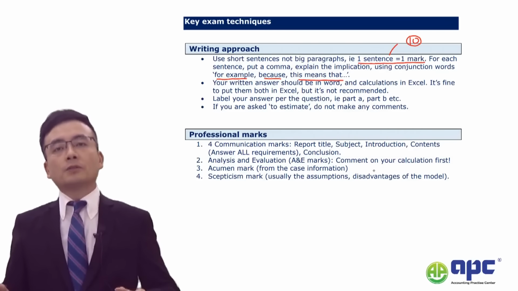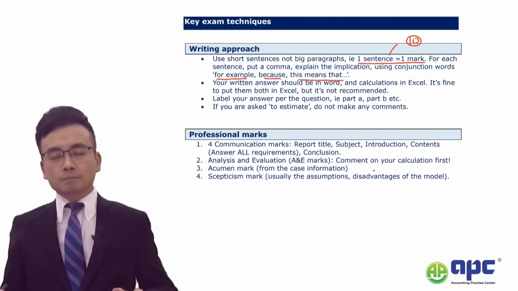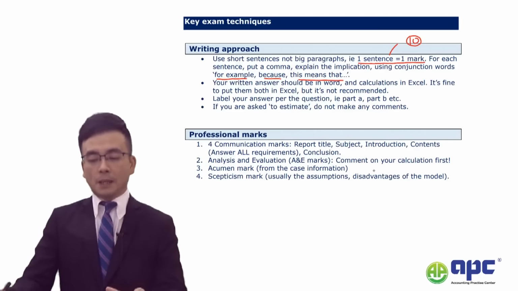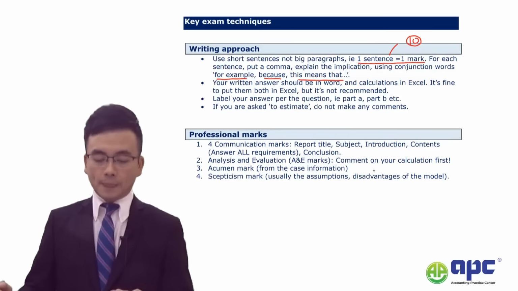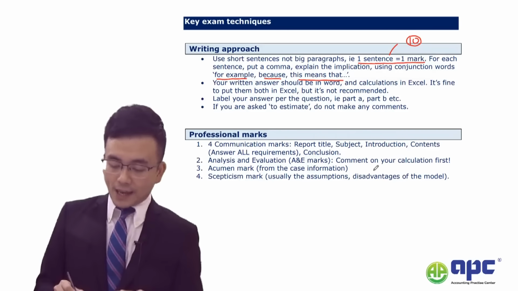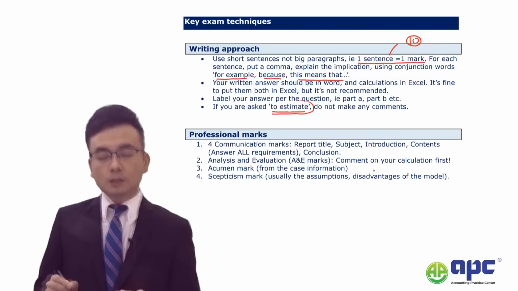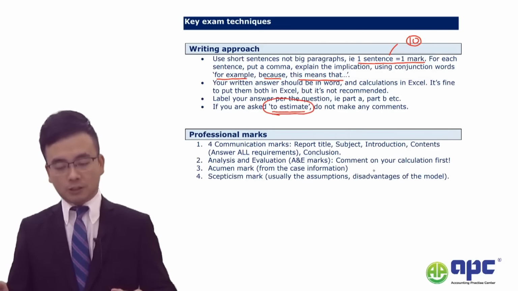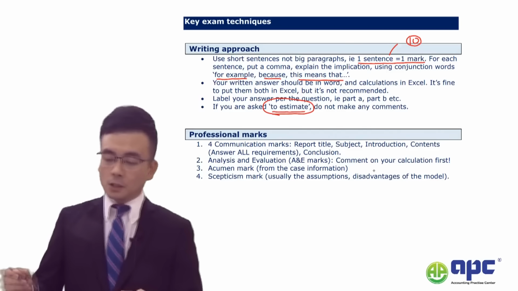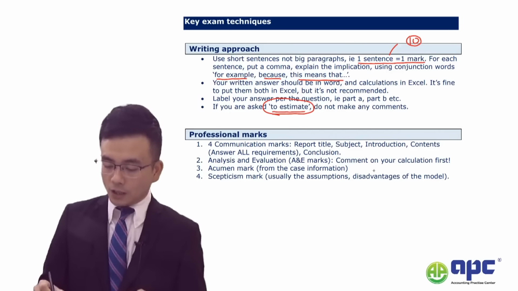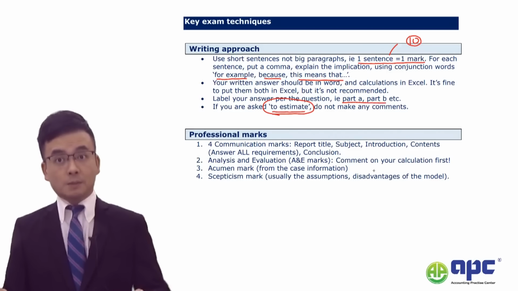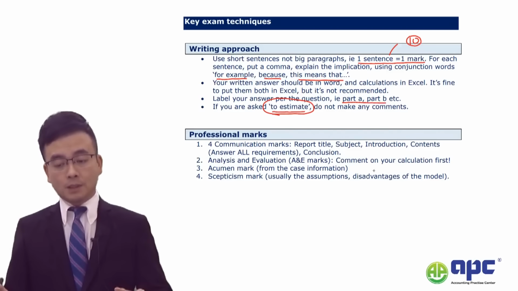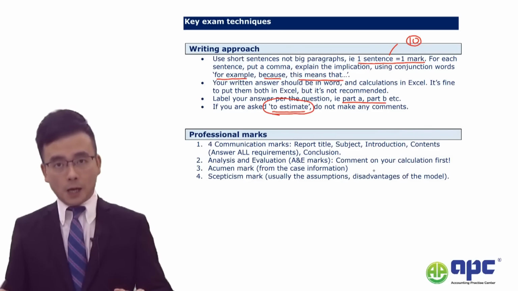So for each point, just leave a space, and that's the best practice. If you're required to estimate something, don't put the narrative in. It's all about the number crunching exercise. Also label your answer. This is part A, this is part B. That's important. Don't slot the part B answer into part A.